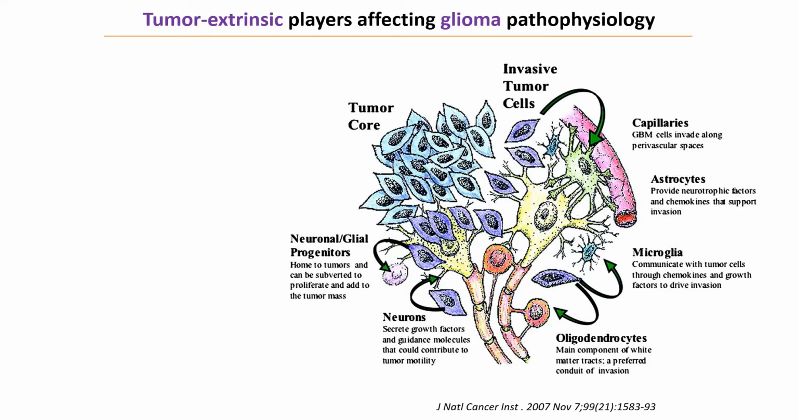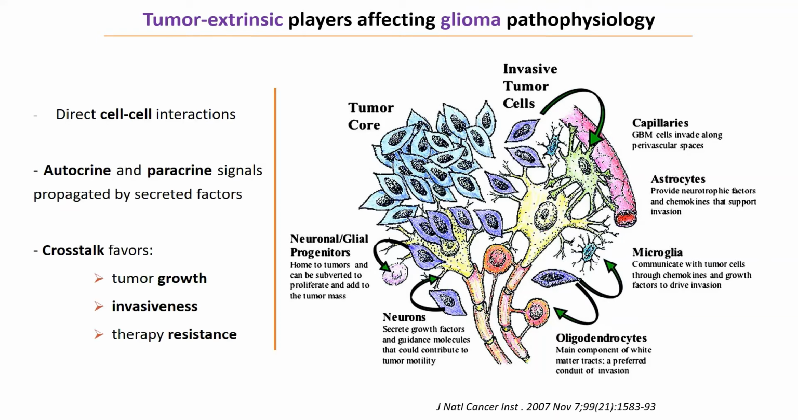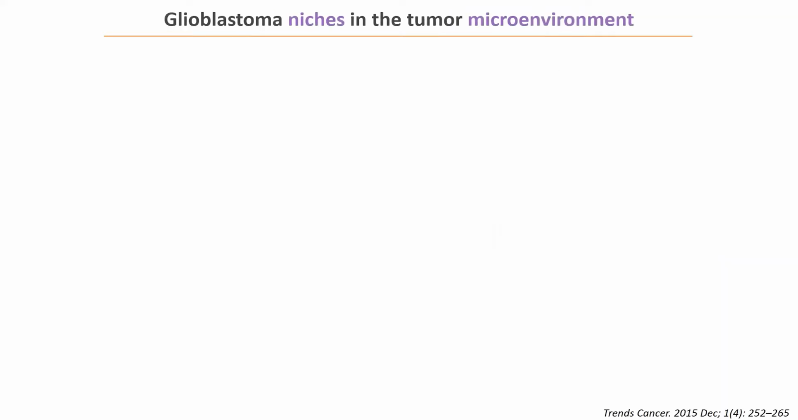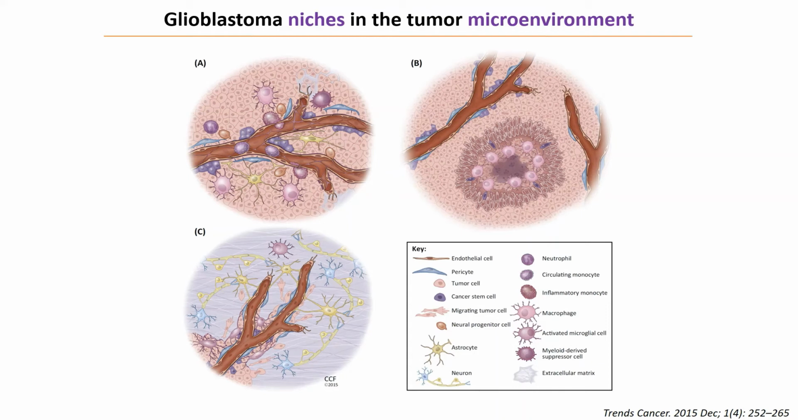Glioblastomas are also compartmentalized in anatomically distinct regions that display morphologically and functionally distinct tumor niches. Here are represented the perivascular niche in A, the hypoxic niche in B, and the invasive niche in C. Overall, these niches are relevant for a variety of hallmarks of glioblastoma, such as the maintenance and propagation of glioma stem cells, and also the remarkable invasive nature of these tumors that renders them impossible to be completely resected by neurosurgery.